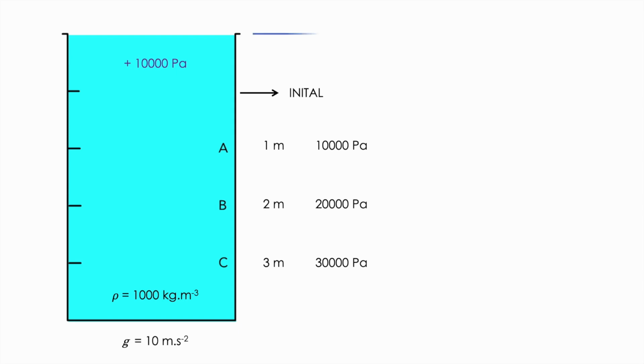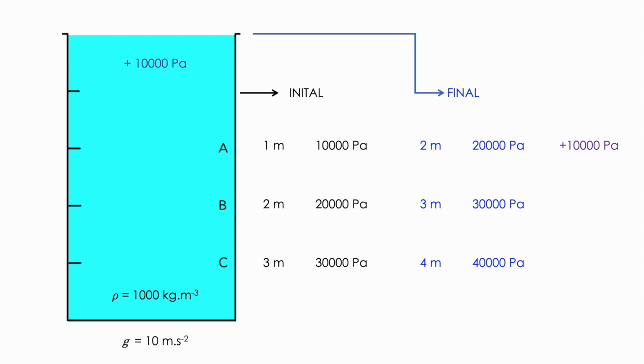Now from this new level of water, the points A, B and C are at a depth of 2 meters, 3 meters and 4 meters respectively. That means the new pressure at A would be 20,000 pascals, the new pressure at B would be 30,000 pascals and the new pressure at C would be 40,000 pascals. What that means is there is an addition of 10,000 pascals of pressure at each and every point A, B and C.